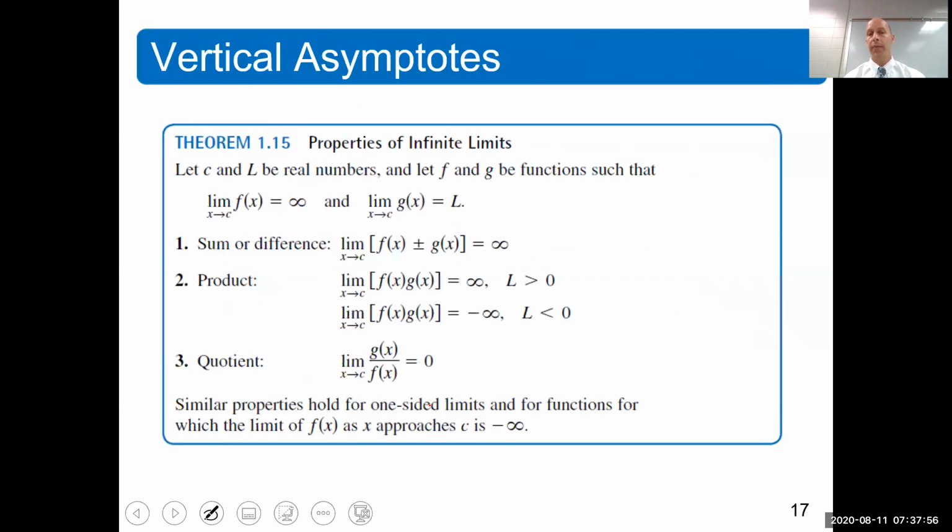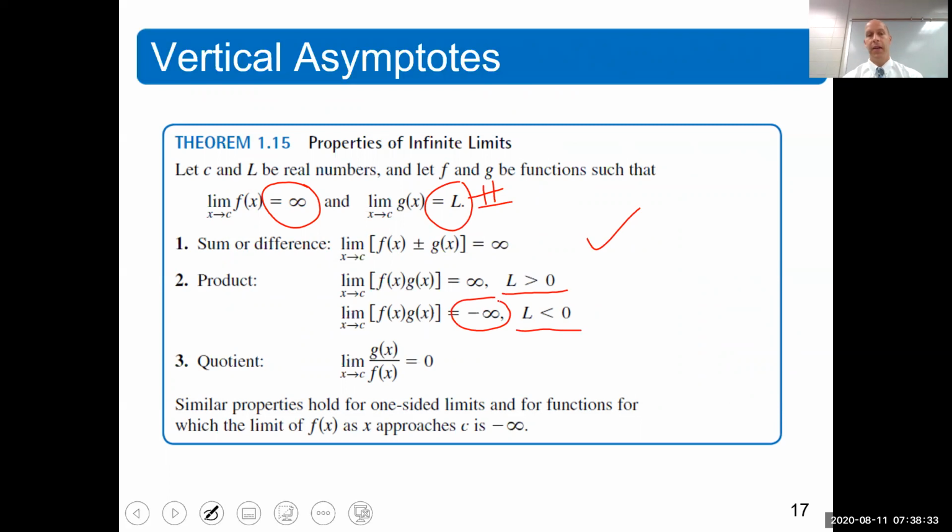Here are some properties of limits based on infinity. These are probably no big surprise. This one's intuitive. If the limit of f of x is infinity and g of x is L, which is a number, by the way, if I take the limit of their sum, so if I take infinity plus L, I'm going to get infinity. That should make sense. Even if I minus L, that's going to give me infinity. If I take something times infinity, I get infinity, and that's when L is greater than 0. In other words, it's positive. If L is less than 0, it's going to yield negative infinity.